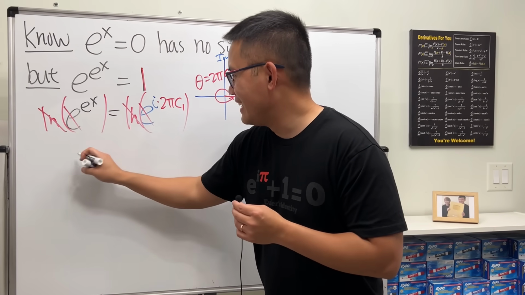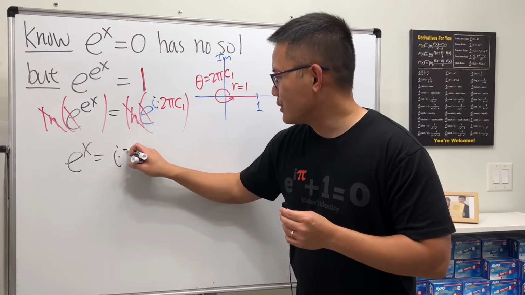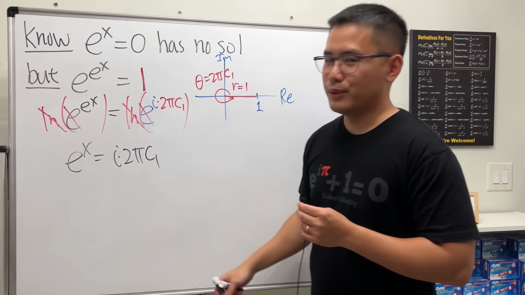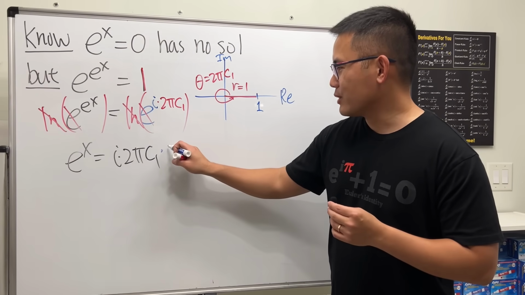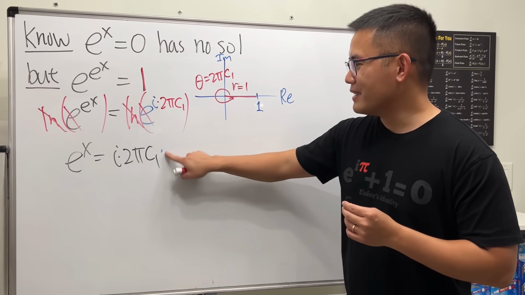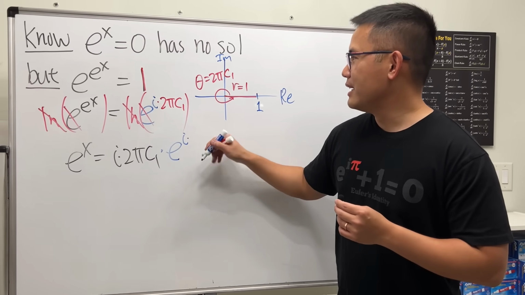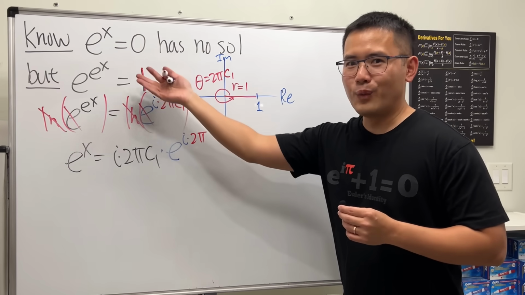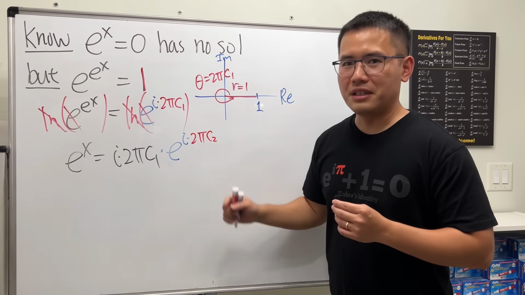Now we get e to the x equals that, which is i times 2 pi c1. And now you might be wondering, should we just take ln on both sides? No, not yet. Because why? Because right here we can say that's multiplied by 1 again. But what exactly is 1? It's the same as what we just did, which is 1 times e to the i times angle, which is 2 pi. But this time this 1 is a different one than the one we used earlier, all right? Instead of c1, let's put c2. Again, just another integer.